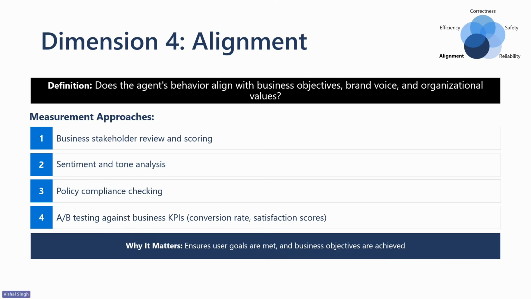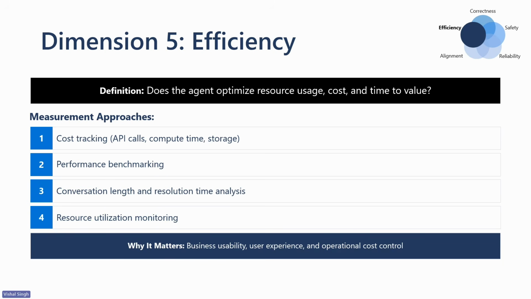Proceeding to the fifth and final dimension in the current section, which is efficiency. Efficiency is basically to check whether your agent is optimized in its resource usage, cost, and time to value. An efficient agent gets the job done without wasting time or resources. It completes tasks in an appropriate number of steps, avoids redundant lookups, and responds quickly enough to be genuinely useful. An agent that scales across high volume D365 workflows efficiently directly affects operating costs and user experience. An agent that works correctly but takes minutes to respond or consumes excessive amounts of resources creates a different kind of problem.